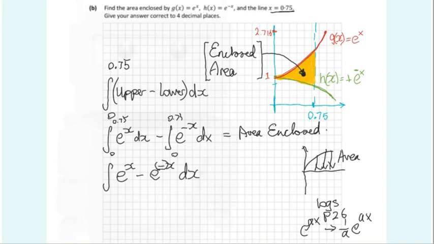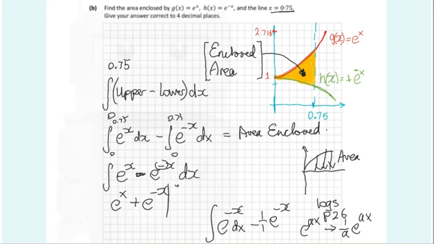Okay, so the answer here will be e to the x, the integral of e to the x, and the minus now becomes a plus, because e to the minus x integrated went to minus 1 underneath the line, e to the minus x. So I change the sign, and with two negatives here, now it's a plus. Okay, and we put this between 0.75 and 0.